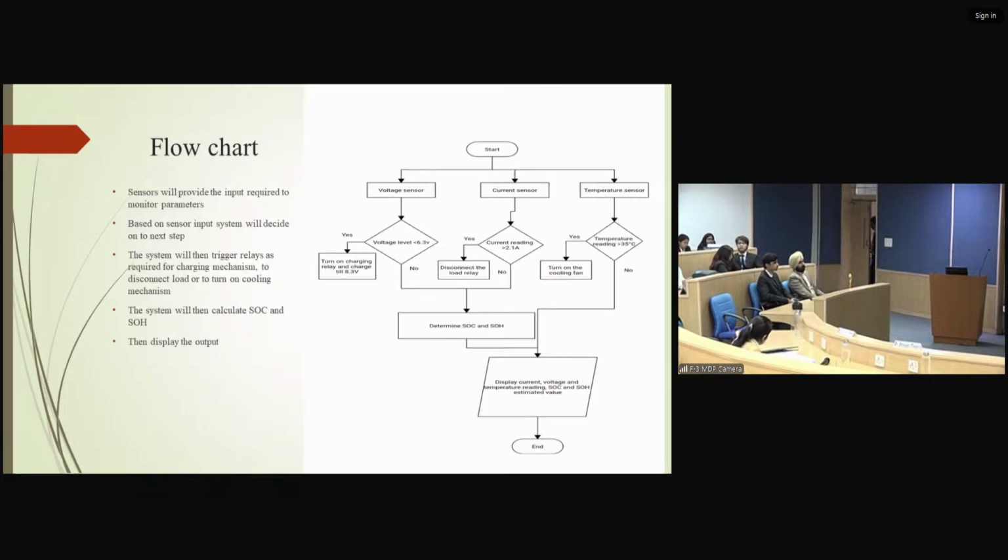Okay. So when the system starts, we have the sensors, a voltage sensor, current sensor, and temperature sensor, that take the inputs of all the battery parameters. If the voltage is below the critical value, then we have a relay to turn on the charging system for the battery. And if the current value is greater than 2.1, then we have a relay that will disconnect the load. So these features help us protect our battery. Both these readings will be used to determine the SOC and SOH of the battery, and it will be displayed to the user.